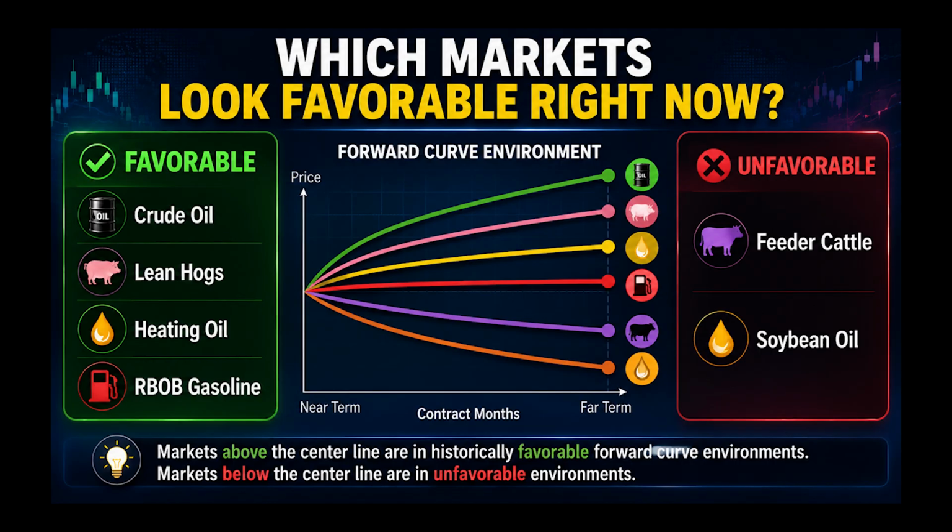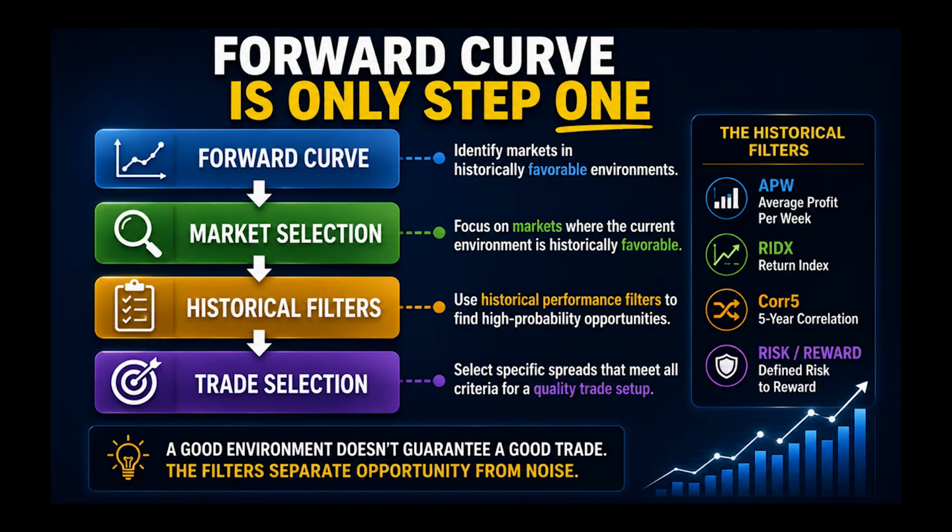Applying this framework to current conditions revealed several markets operating in historically favorable environments. These markets included crude oil, lean hogs, heating oil, and gasoline. This transforms forward curve analysis from a trade selection tool into a market selection tool. But identifying favorable markets is only the first step, because a favorable environment does not automatically create a favorable trade.